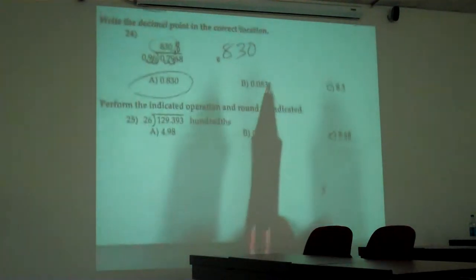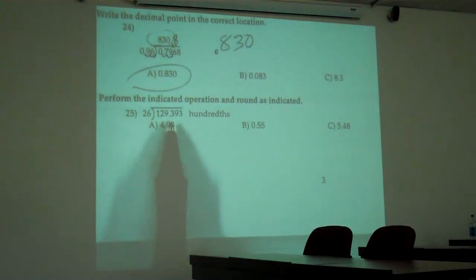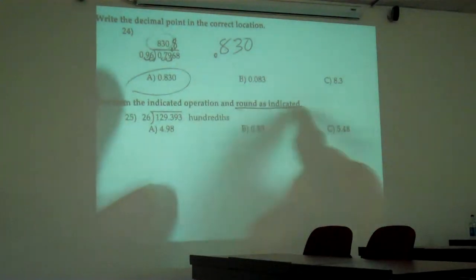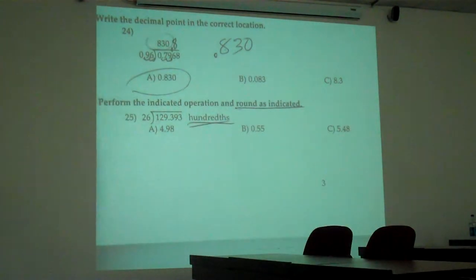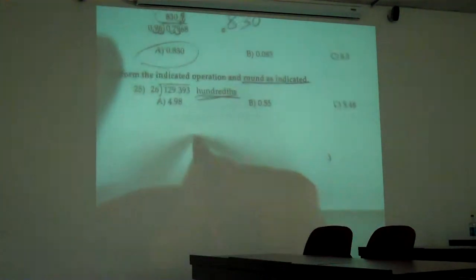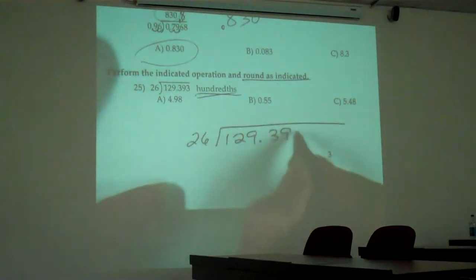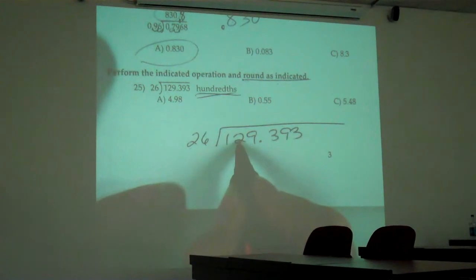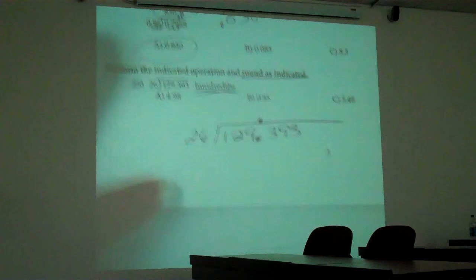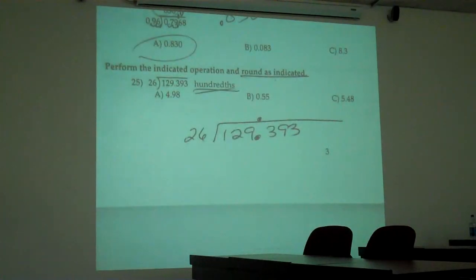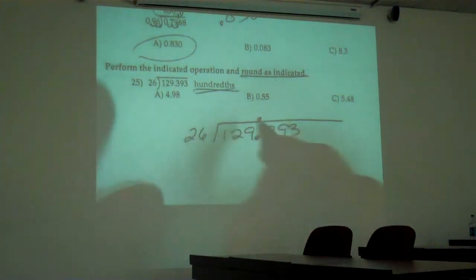Okay, number 25, 26 into this. Okay, it says to round it as indicated. So to the hundredths place. We actually need to do some division there. Okay, 26 into 12, no. 26 into 129. There's 4 quarters in $1, so probably about 5, right? Because this is close to a quarter.